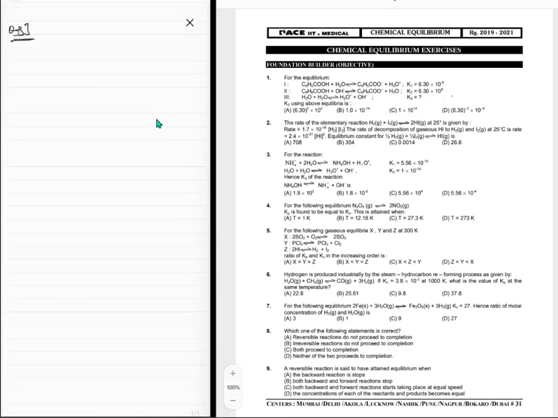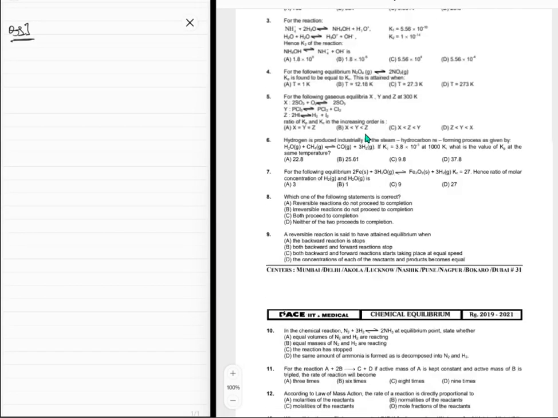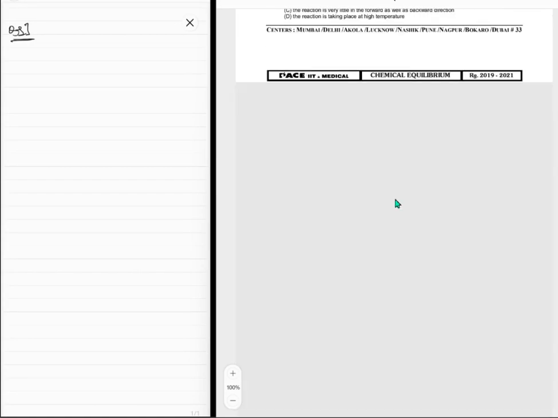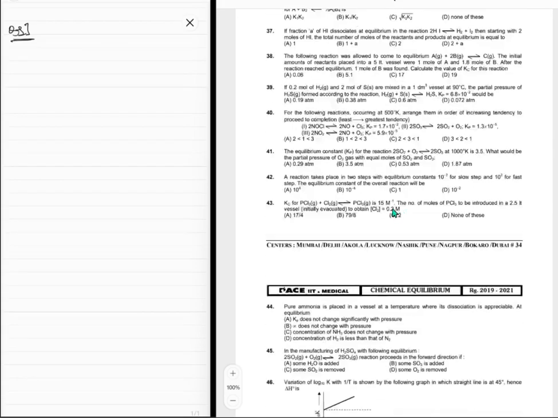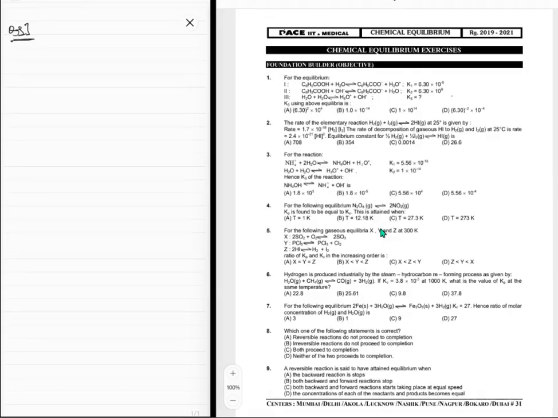Okay, so this is chemical equilibrium. First we will be doing 100 questions because those are in the foundation builder, and then we move to the level exercises. So let's start. Question number one for the equilibrium.